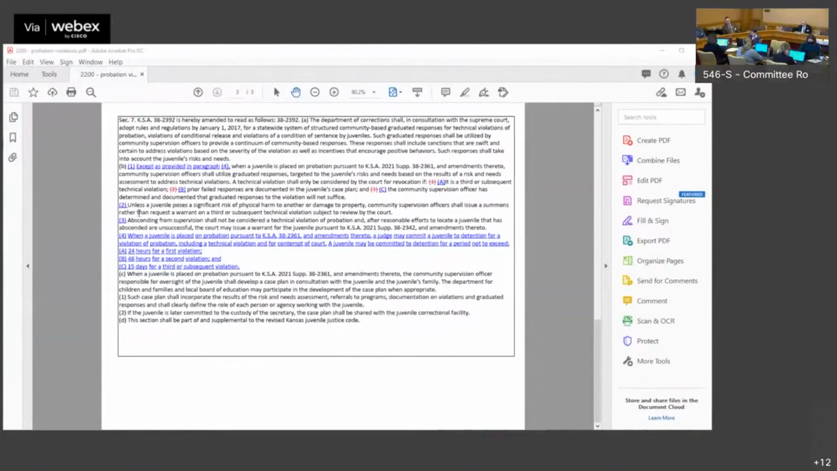All right, while she's looking that up, Natalie, again, watching out for me, realized that I never got a second on this motion. So can I get a second on this? All right, thank you. Representative Smith will be our second.